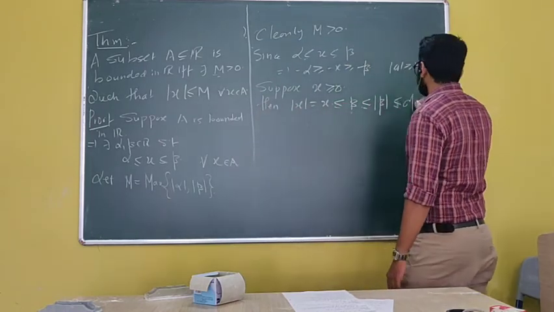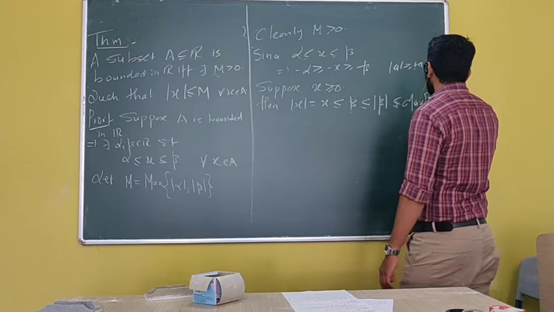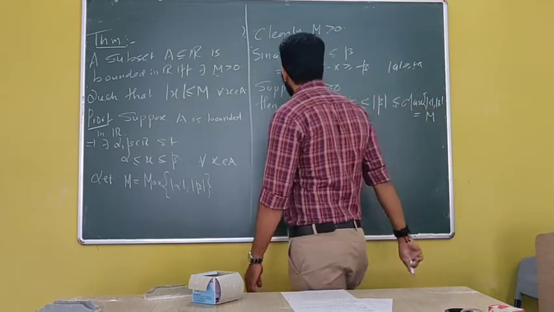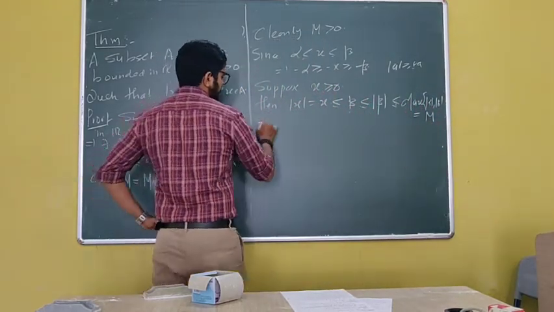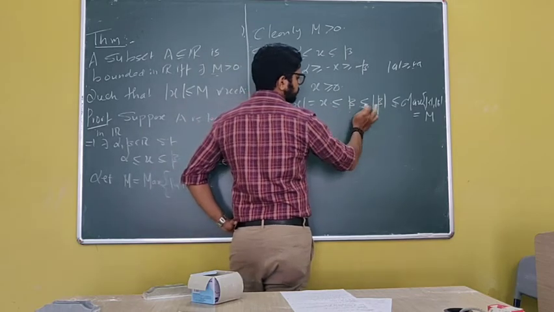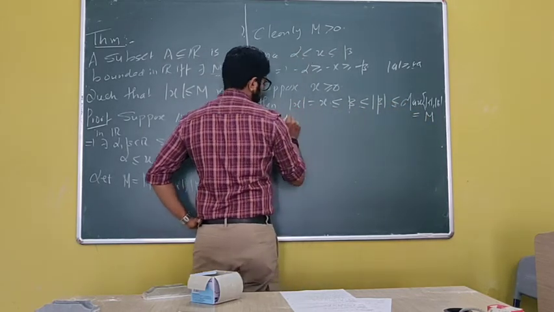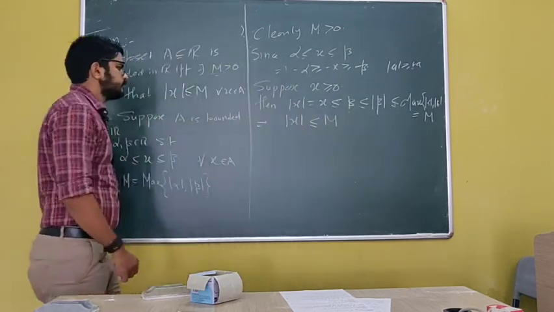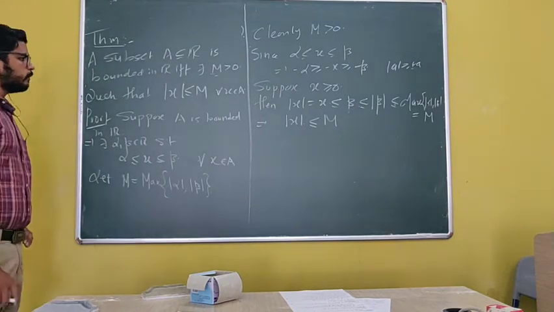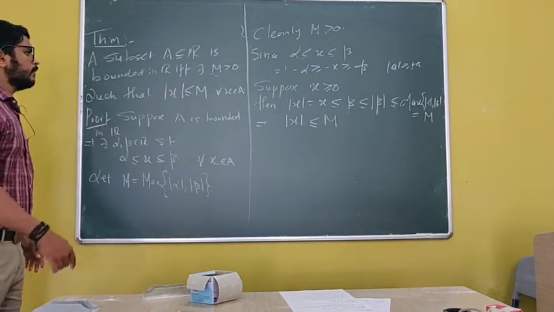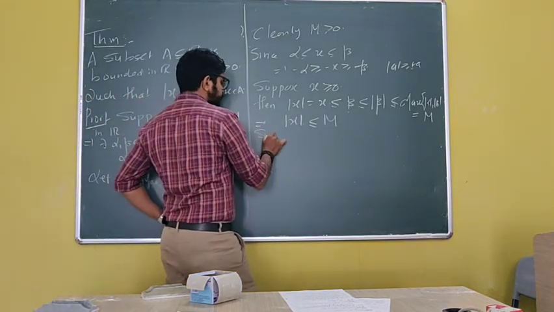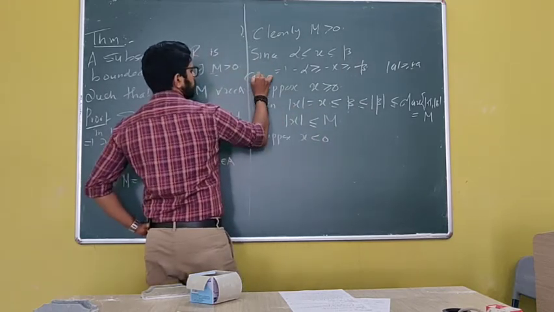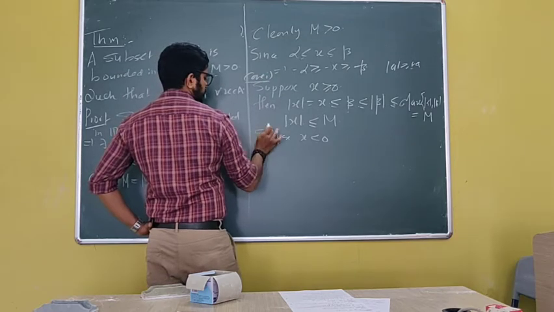So this would be less than or equal to the maximum of absolute alpha, absolute beta, which is M. We have said this, right? So what do we get? This implies x is less than or equal to M. So if x is positive, what I get is modulus of x is less than or equal to M. Let's take another case. Suppose x is negative. So that was case 1, and let me write case 2.